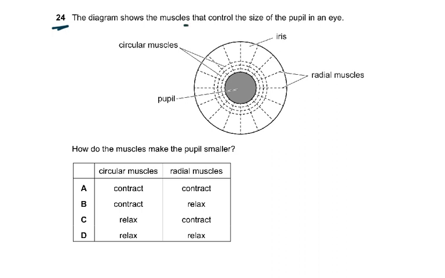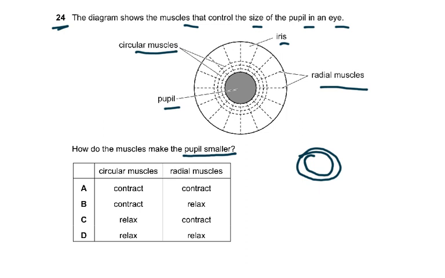24, the diagram shows the muscles that control the size of the pupil in an eye. We have the circular muscles, we have the pupil, we have the iris, and we have the radial muscles. How do the muscles make the pupil smaller? Now you know radial muscles will contract, while the circular muscles will contract because the pupil is becoming... How do the muscles make the pupil smaller? If it's going to be smaller, then the circular muscles are going to contract.